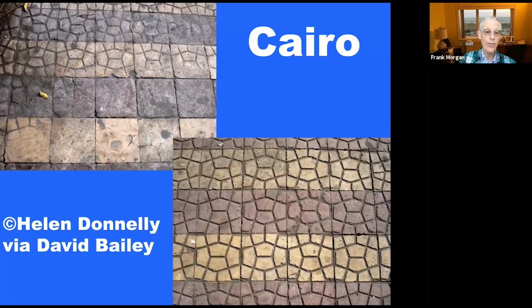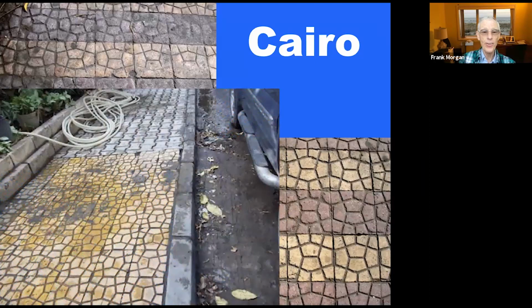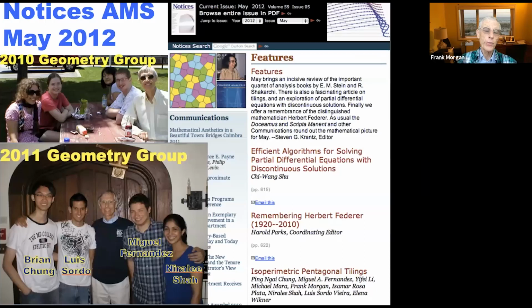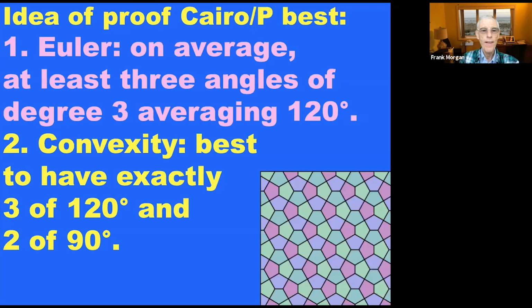So it's reported that back in the day, you could go see the Cairo tilings all over the place in Cairo, Egypt. The result was published in Notices of the American Mathematical Society with 8 student co-authors. I'm not going to say a lot about the result, just a word here maybe.